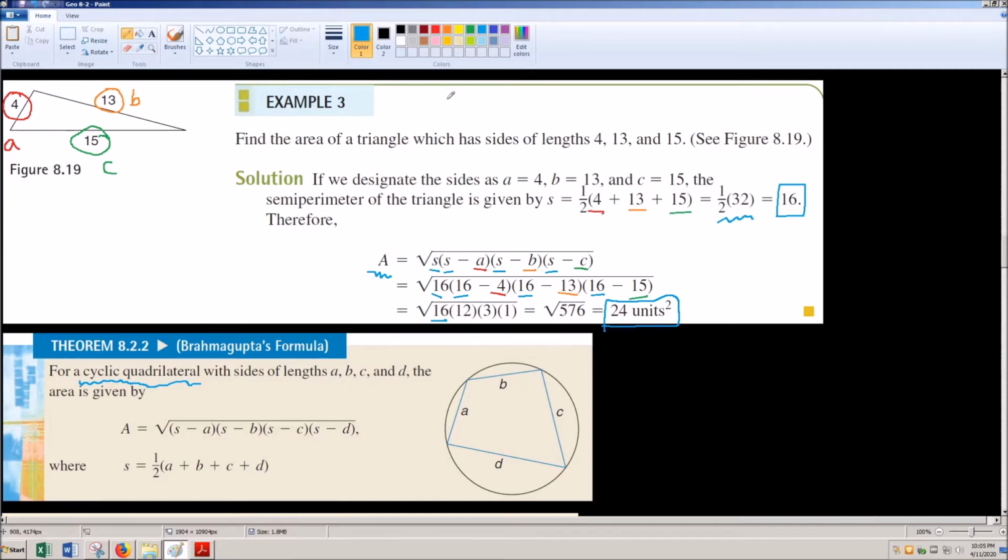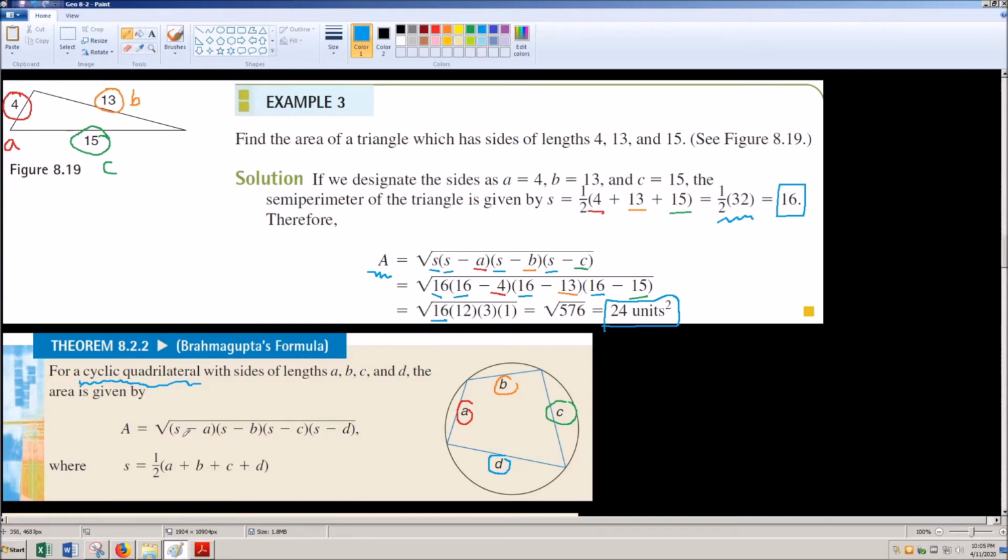As we look at this, it is virtually the same as Heron's formula, except that one S that was sitting out lonely in front before is now going to be S minus D, my fourth side. So it's basically the same, just that I've now got a fourth side for it. So again, very similar formula, very similar process.